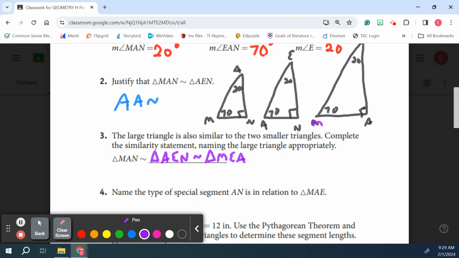Just like with triangle congruence, and when we were proving triangles similar, naming the triangles is still very important. So you've got to make sure those angle measures match up. Okay?